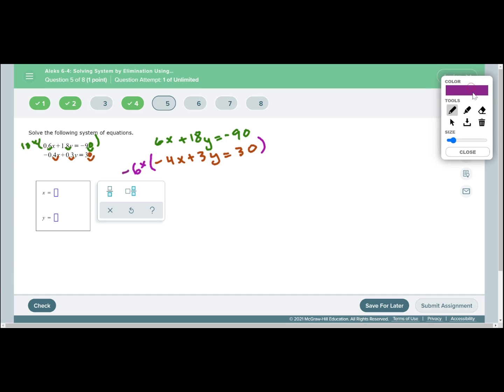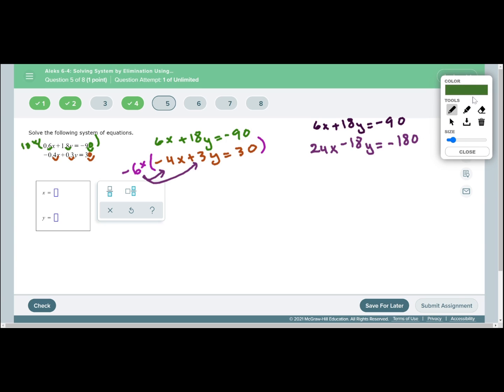All right, so we will bring over the first equation, 6x plus 18y equal to negative 90. The second equation, we're going to distribute negative 6. So negative 6 times negative 4 is 24x. Negative 6 times positive 3 is negative 18y. And negative 6 times 30 is negative 180.